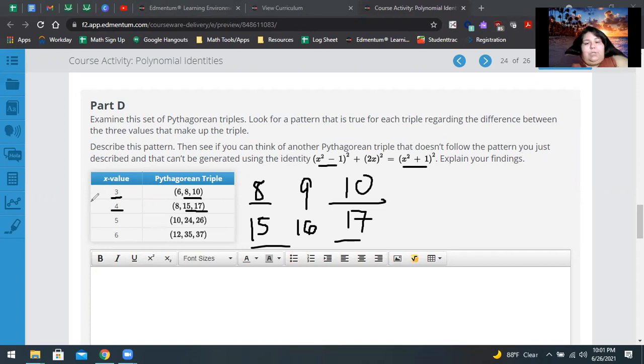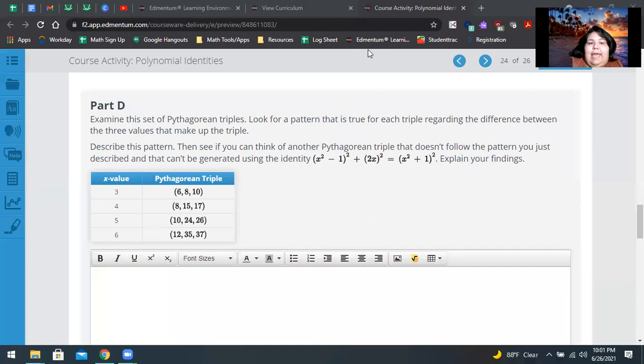Now, the second part to this is that they want you to determine a Pythagorean triple that does not work in this situation. So again, go ahead and take a moment to apply that rule there and fill that out for part D. For the second part, you are going to be playing around a little bit with numbers. And let's go ahead and take a look at this one here.